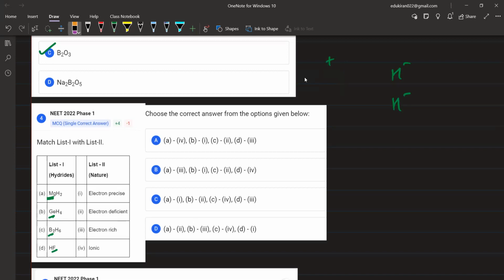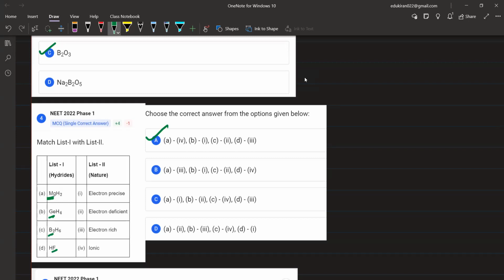ठीक है, सो A का 4 होगा. So the correct option is going to be A4B1. This is electron precise. Germanium is having how many electrons? It is having 4 hydrogens. That means 4 bonds and 8 electrons.